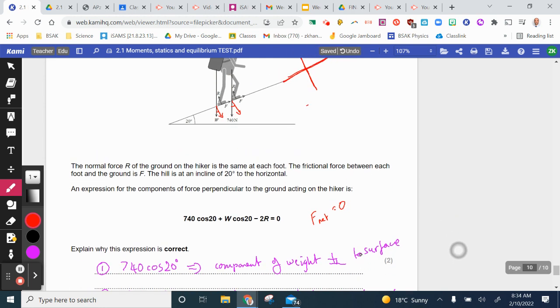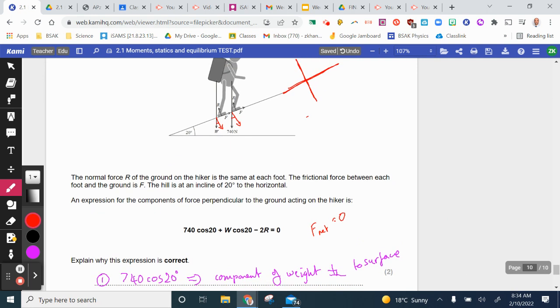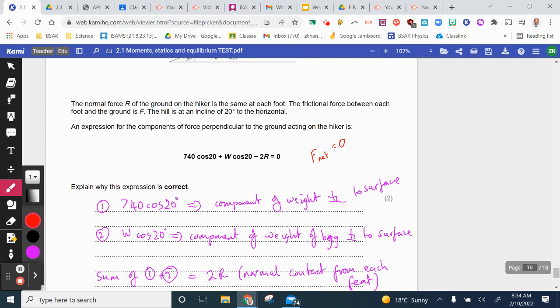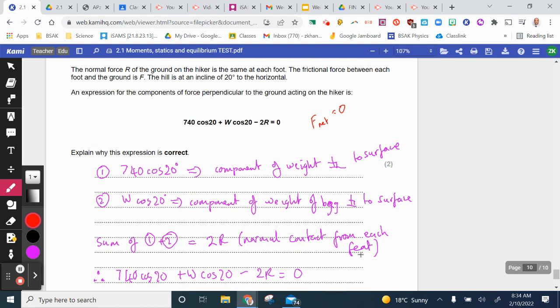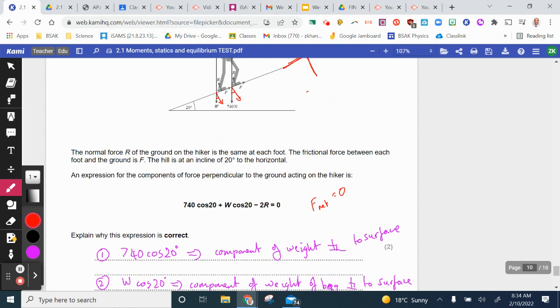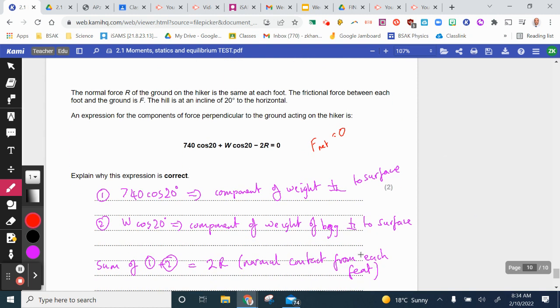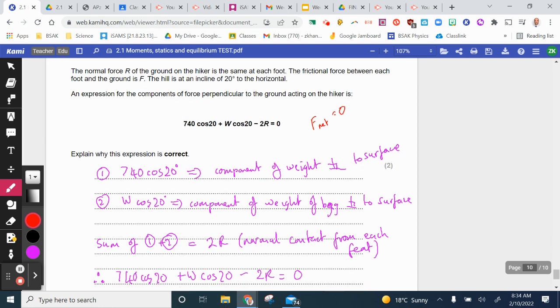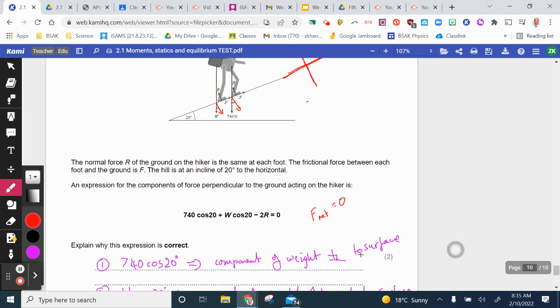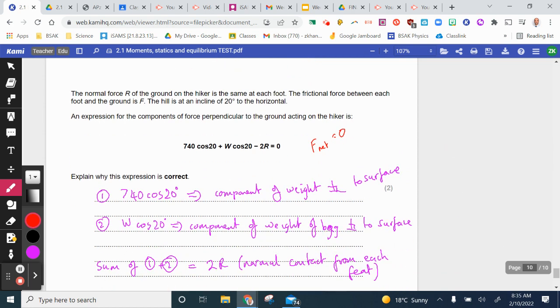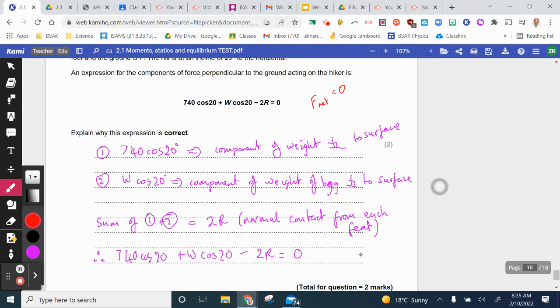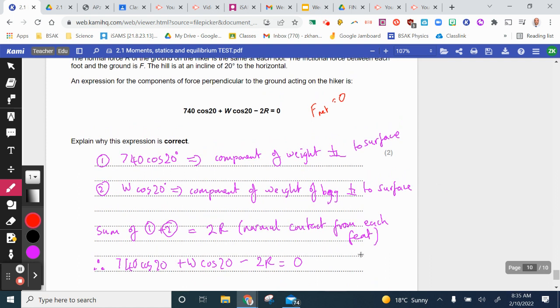below. So what I've done is I've explicitly said what each component of this expression refers to. So 740 cos 20 is the component of weight perpendicular to the surface. W cos 20 is a component of weight of the bag, which is perpendicular to the surface. These two combined are the overall force in the downwards direction, or perpendicular to the surface, and that equals the two reaction forces in the opposite direction, which are the normal contact forces for each foot. And therefore, rearranging that gives us that.